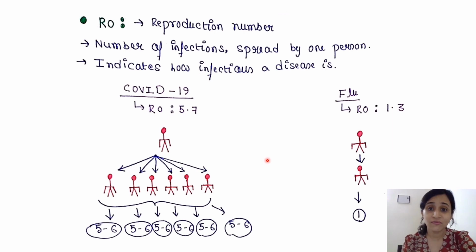So R naught of COVID is 5.7. That is, one person can infect 5 to 6 persons at a time. In case of common flu, R naught is 1.3. So a single person is infecting just one more person. So spreadability is less in case of flu, right? Which is very high in COVID-19. That makes the disease dangerous, and that's why we are advised to keep ourselves quarantined.